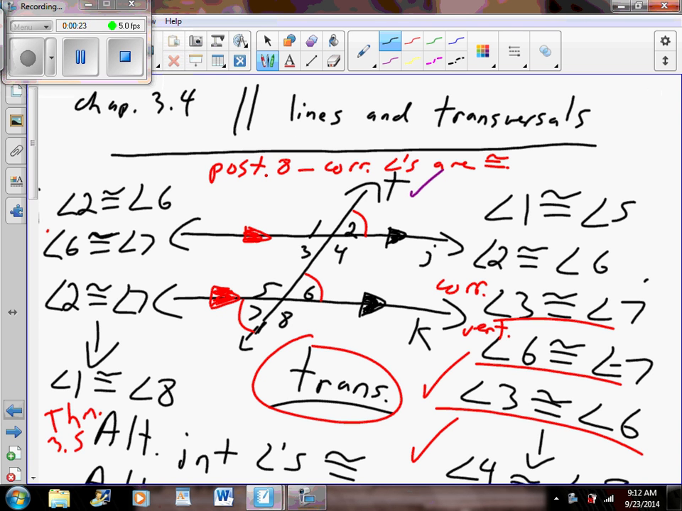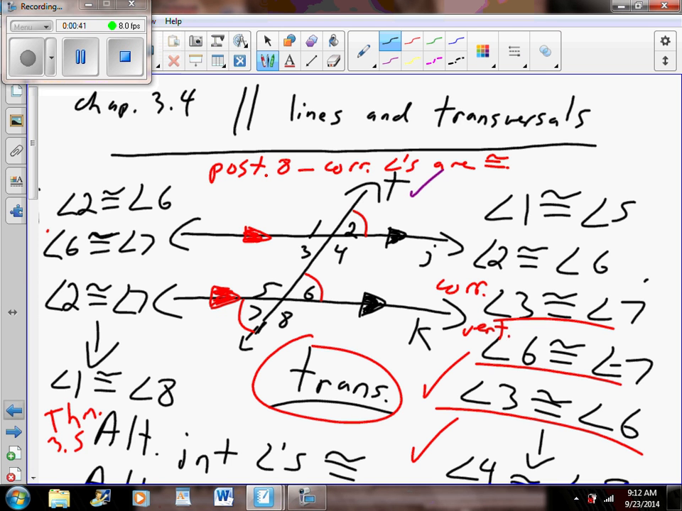When that happens, you have certain relationships that come into play with these angle pairs. Corresponding angles, we were told, we see now, based on postulate 8, they're congruent. Alternate interior and exterior angles, congruent. Same side interior and exterior angles are supplementary.